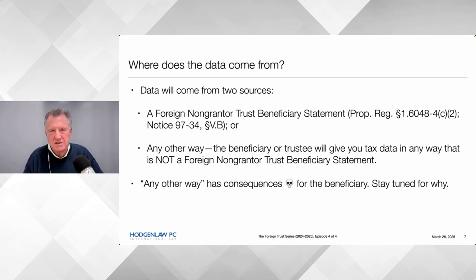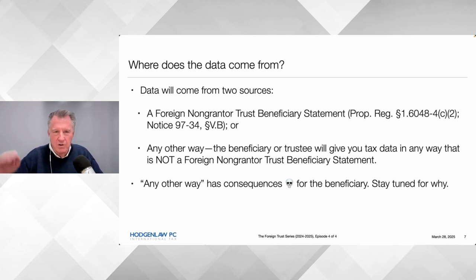Think of this as a kind of roll-your-own substitute for a Schedule K-1 that you would issue bolted to a Form 1041 for a domestic trust. They don't have a special form like that for a foreign non-grantor trust because it's a foreign taxpayer, so why would the US government publish such a form? So you have to roll your own, and I'm going to give you the details of what is there. Anyway, ideally, data comes from a foreign non-grantor trust beneficiary statement.